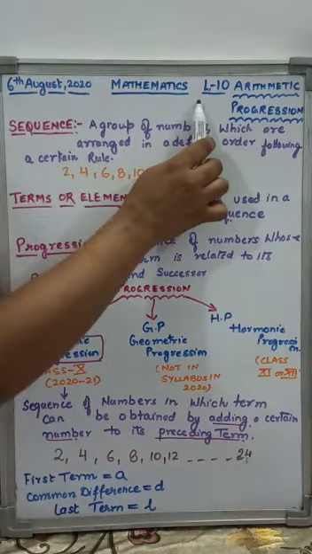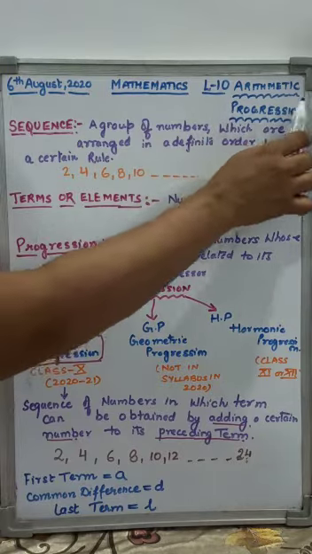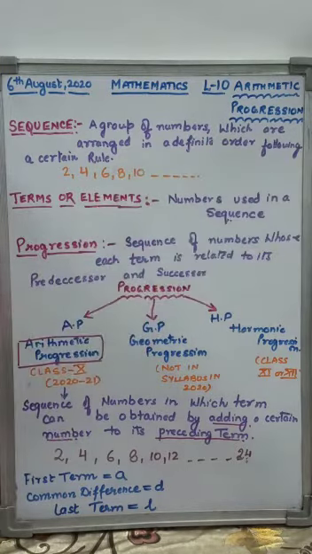I am starting the chapter number 10, Arithmetic Progression. This is also known as AP series. Now let us understand few terms before starting the exercise.